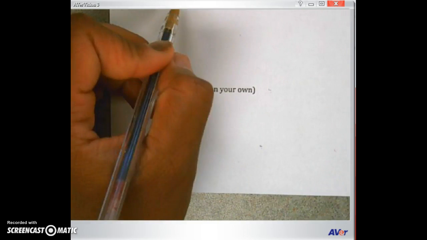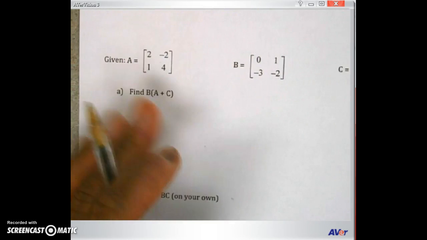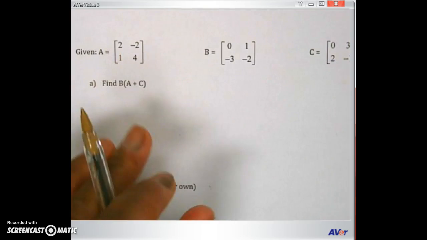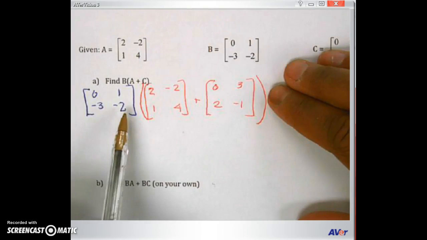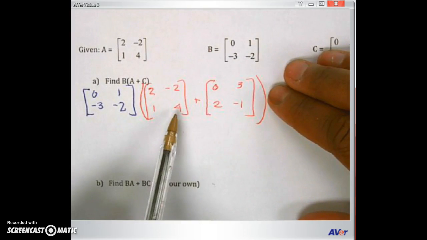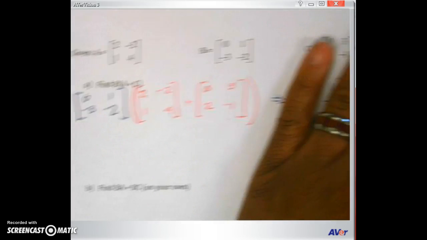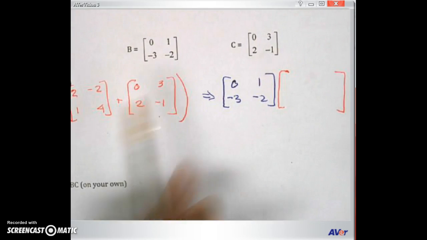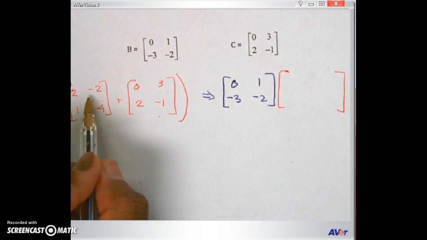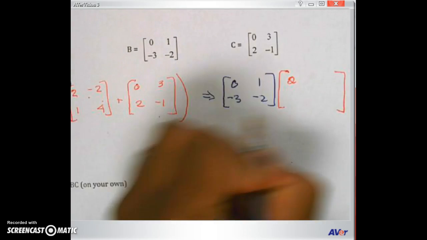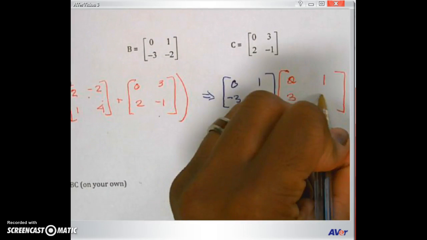Now, we're going to distribute, so we want to multiply matrix B times the sum of A plus C. You can press pause if you haven't written this down yet, but this is what we're going for. This is matrix B times A plus C. First thing I'm going to do, order of operations, the parentheses, is combine these two first. So this will stay the same. That's matrix B. But when I add this matrix plus this matrix, I'm going to have 2 plus 0 is 2, 1 plus 2 is 3, -2 plus 3 is 1, and 4 plus -1 is 3.